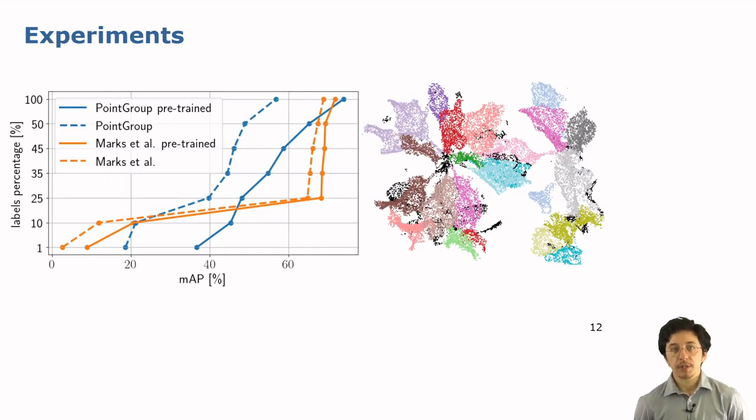In our experiments, we show that our pre-training boosts the results over multiple backbones, and most of all, it halves the need for labels to obtain the same performance of the network without any pre-training. We also show one qualitative image coming from a point cloud gathered in the field. And in our paper, we also show the performance of our post-processing approach compared against state-of-the-art clustering algorithms.